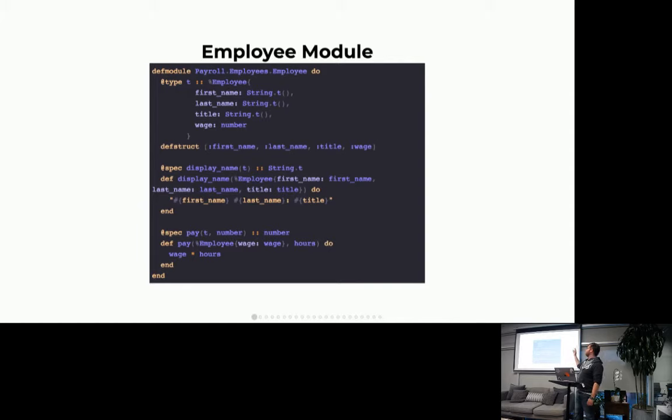Optionally, you can have a type that says like the wage is a number, whatever. And then it has some functions that specifically work on employee structs. So both based on the type spec and the definition, we're pattern matching to say like, okay, this takes an employee generally as its first argument, which is sort of the idiom in Elixir. And so this is a great way to organize our code.